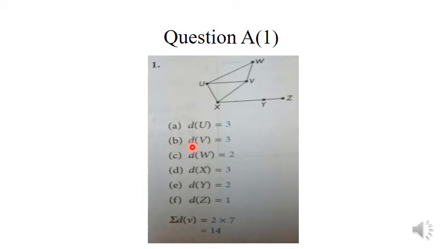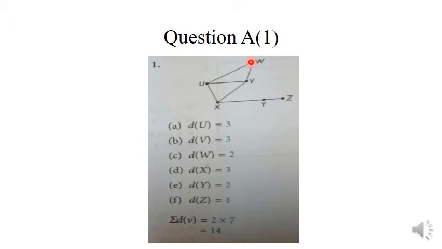B. Find the degree of vertex V. Vertex V, count how many edges from vertex V. VW 1, VU 2, VX 3. So there are 3 edges from vertex V. That means the degree of vertex V is 3. So you write 3. Next, C, degree of vertex W.